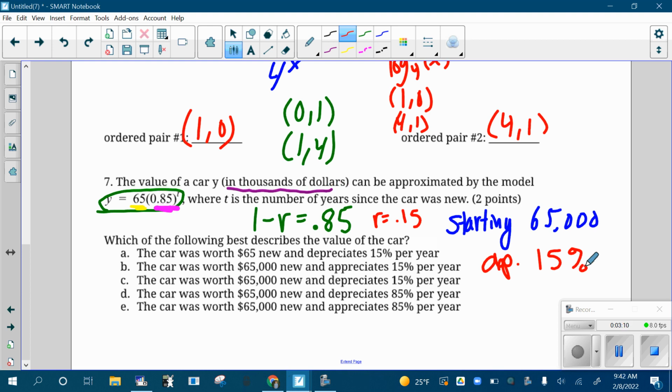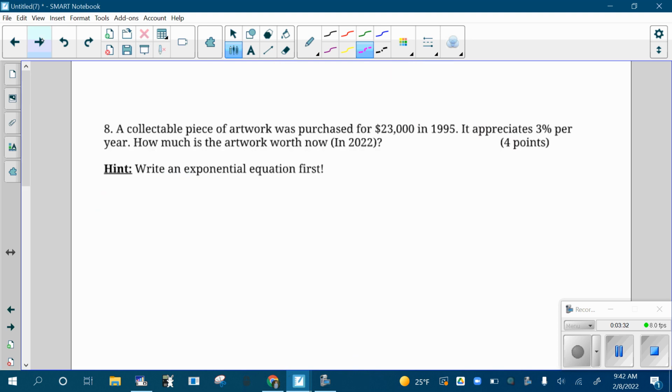Okay? And now we've got to match up the answer. It was worth 65,000 new, and it depreciates. It goes down 15% per year. Just remember, this is an R. This is either 1 minus R or 1 plus R, depending on whether it's growth or decay. Okay? One more word problem here.